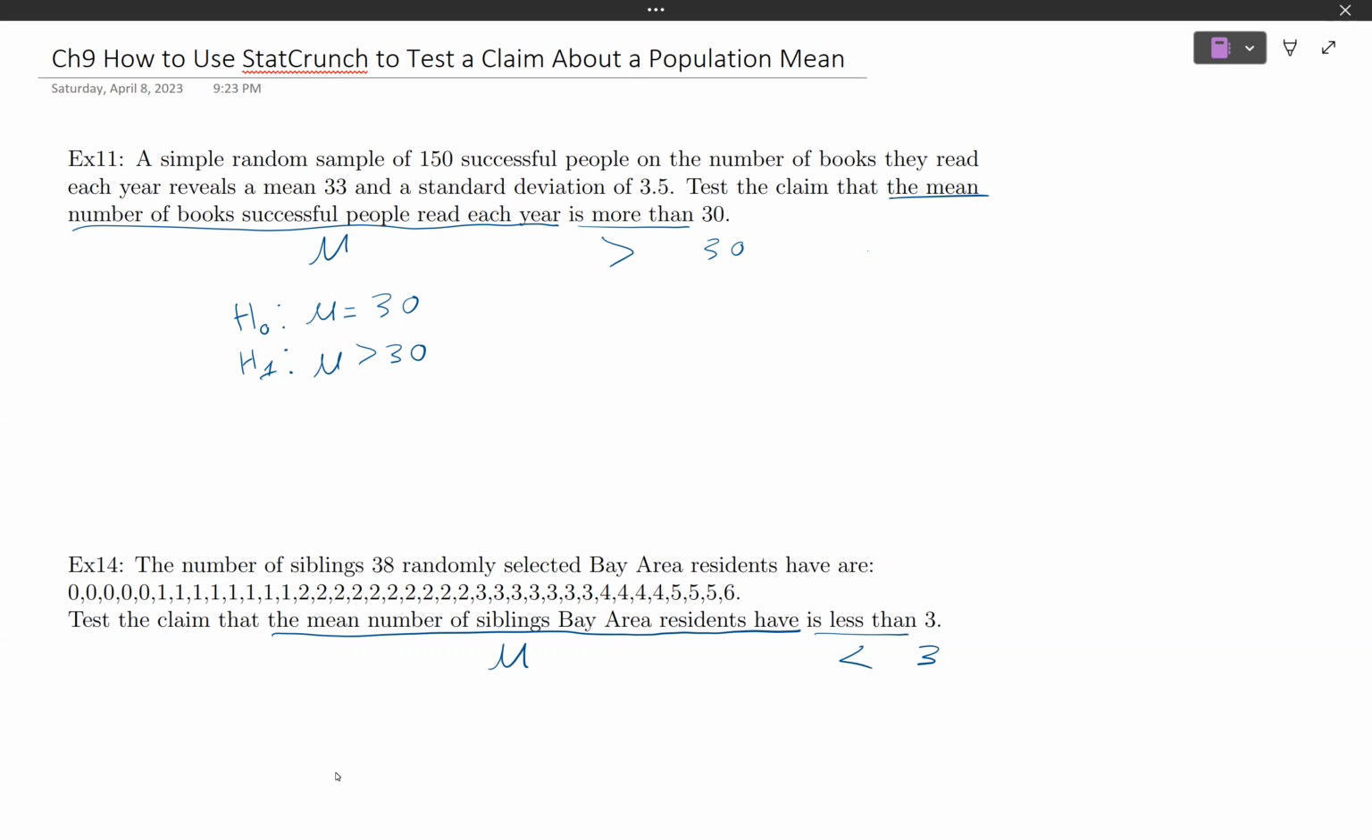Claim does not have equality, so it is H1. And then from here, we can set up the hypothesis to be H0, H1. H1 is mu less than 3. H0 is, we can only use equality, so mu equal 3. Let's use StatCrunch to do hypothesis testing on these two examples.